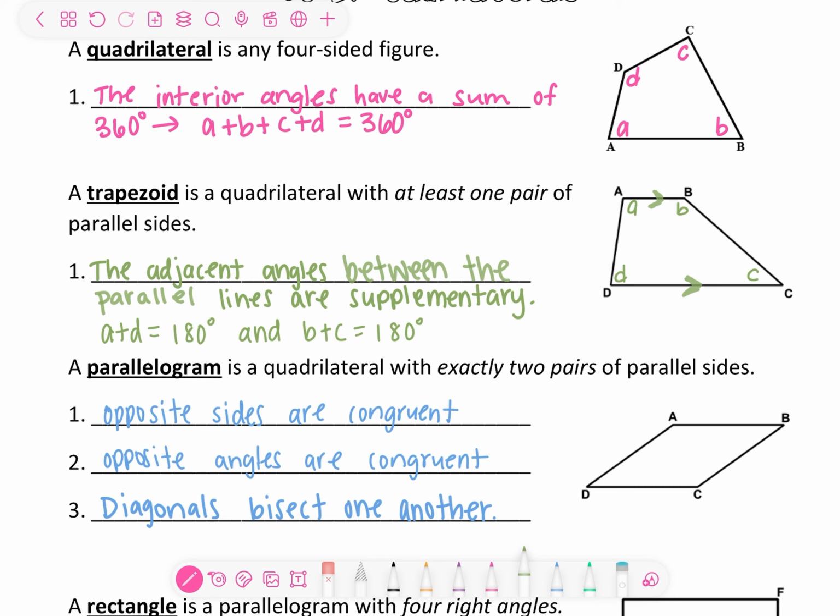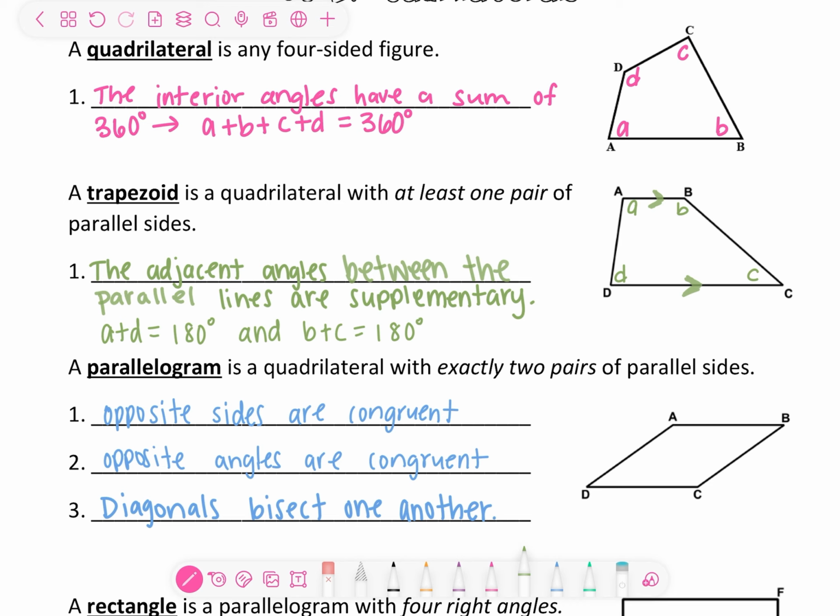Okay. So the adjacent angles between the parallel lines are supplementary. That is a very important relationship that you can use for trapezoids and additionally for anything else on this page, because everything else on this page is considered a special type of trapezoid, and you'll see what I mean as we go down. Anytime you know that there is at least one pair of parallel sides, then you know there are at least two pairs of angles that are supplementary.